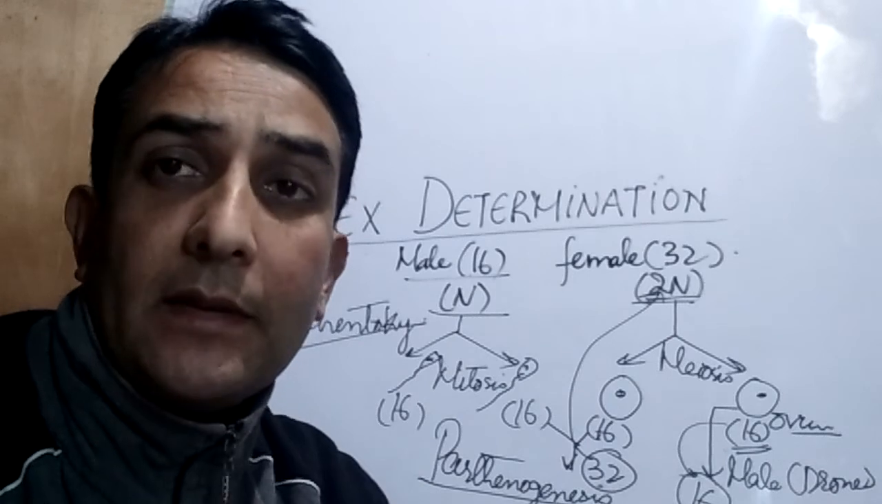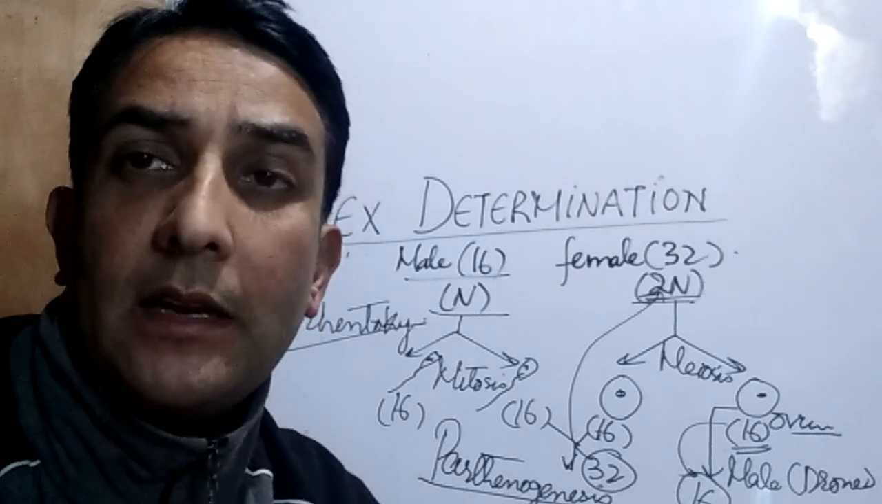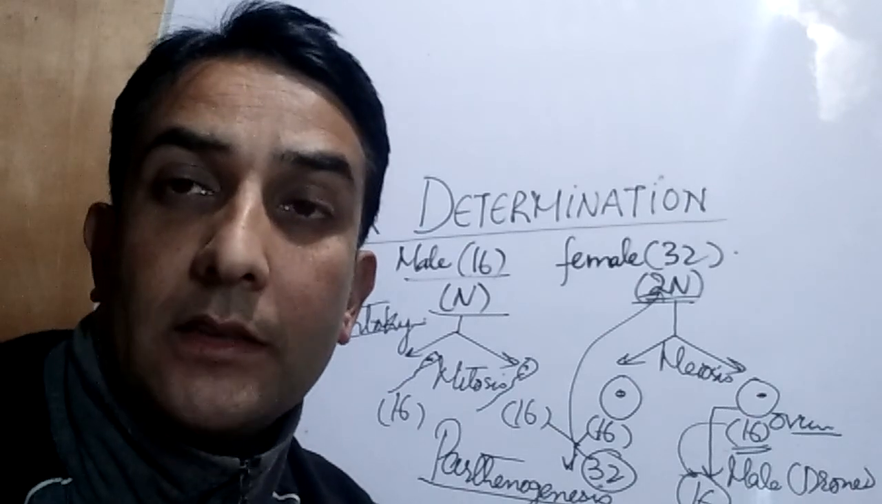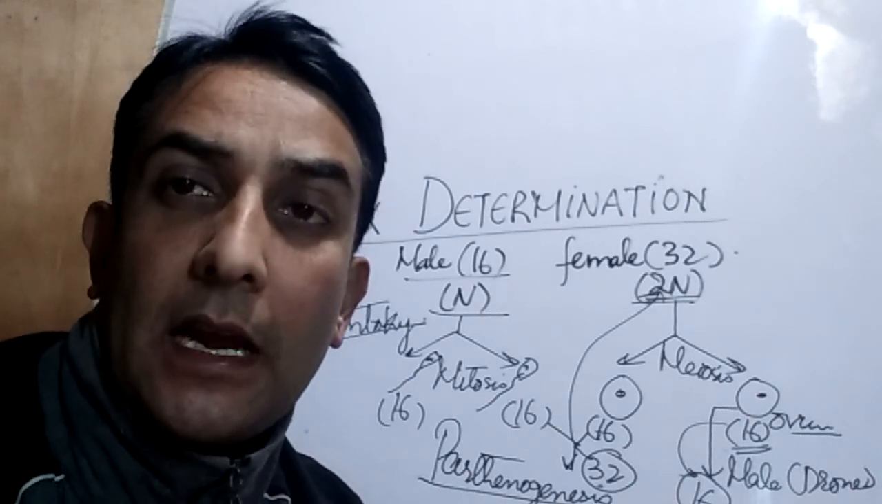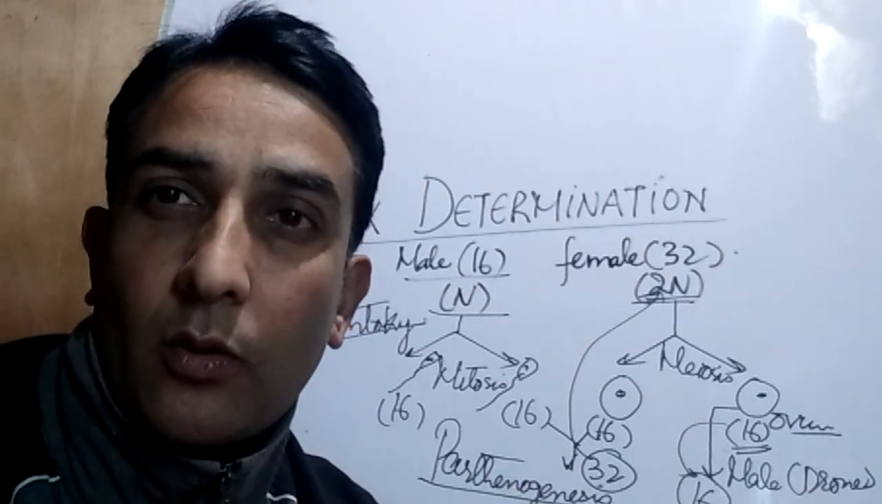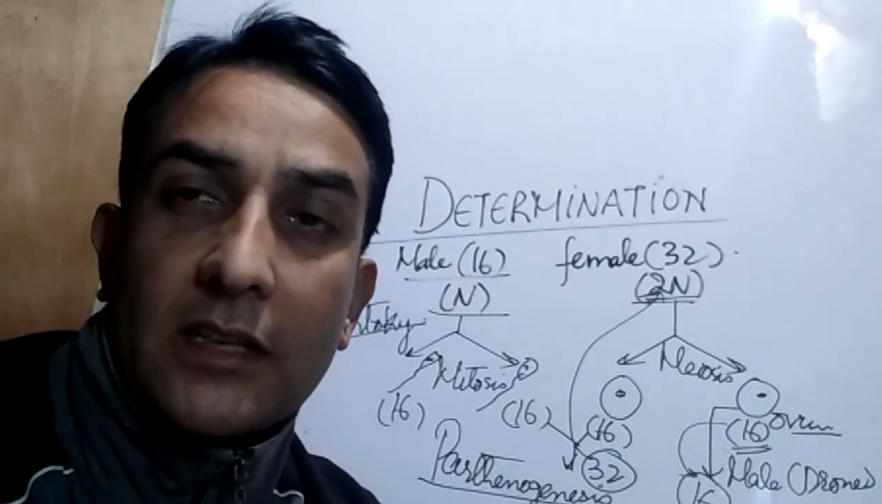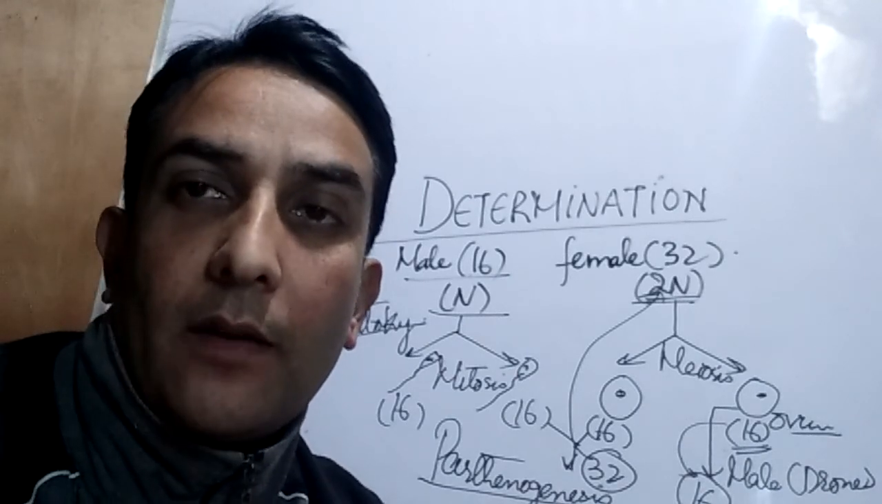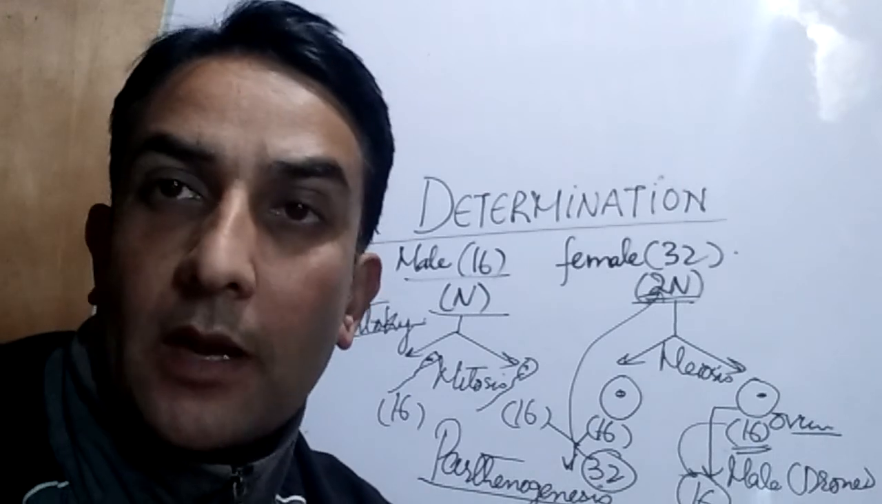So the difference between the sex determination in the mammals, in the birds, and now in these Hymenopterous insects is that in the first case, the mammals, the sex is determined by the chromosomes. The males have autosomes plus an XY pair of chromosomes. The females have autosomes plus an XX pair of chromosomes.